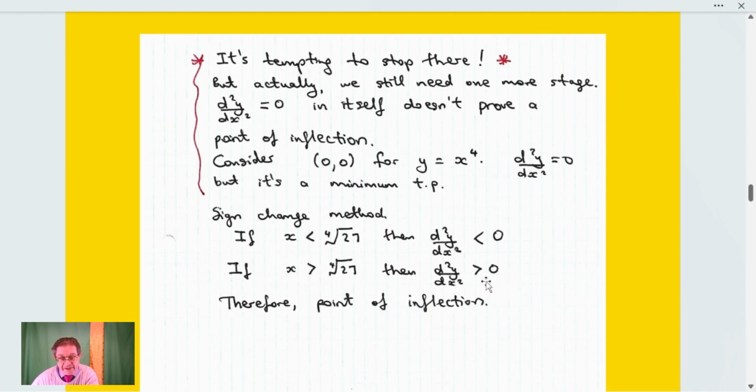So it was decreasing to the left. It's naught. There's no change in the gradient at the point itself. And to the right, it's increasing. That is a point of inflection. And for the last mark, you're going to need to say something like that.